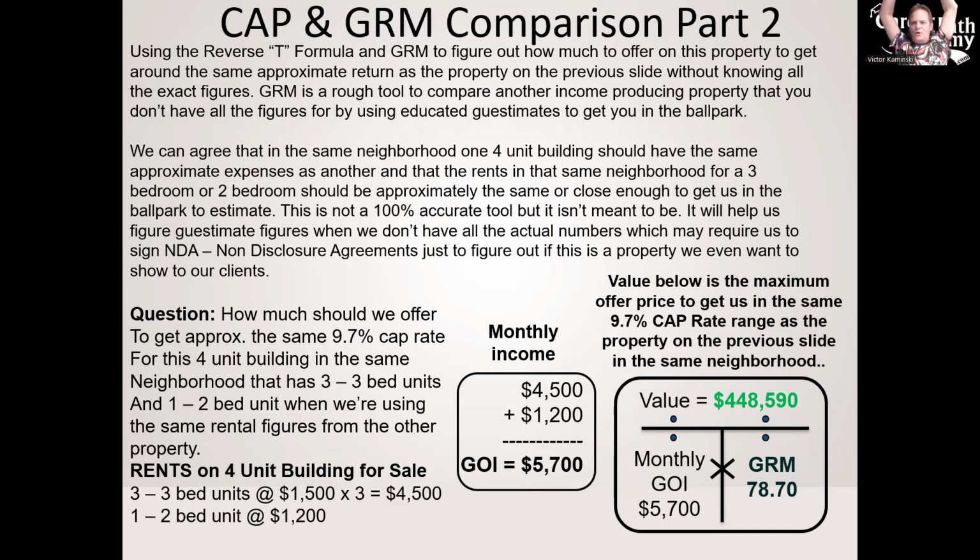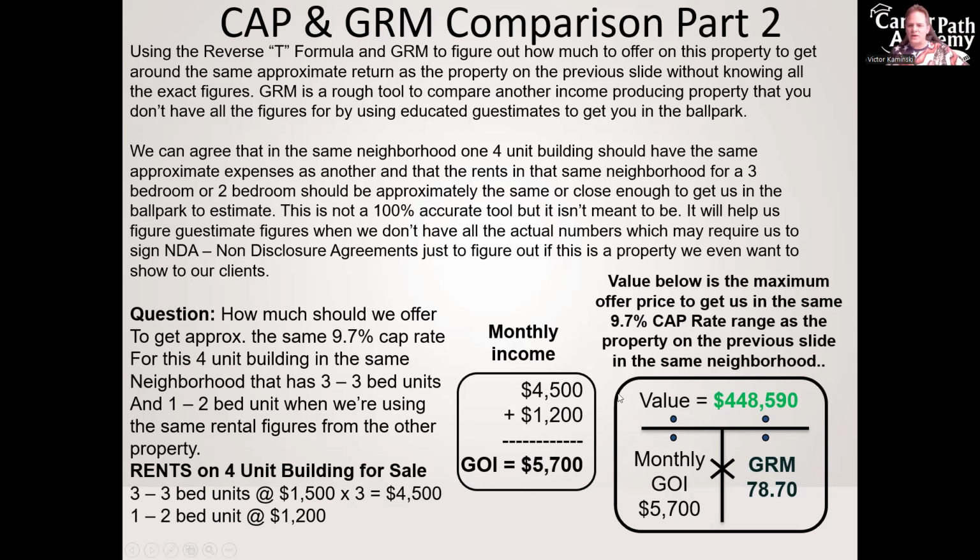Now, keep in mind we don't know the exact expenses of this building or the exact rents. But we know that rents should be in the same ballpark for a 3-bedroom or a 2-bedroom unit in the same neighborhood. Should be in the same ballpark area, right? And the expenses to operate one 4-unit building versus another 4-unit building next door in the same neighborhood should be approximately in the same ballpark as well, those same expenses.